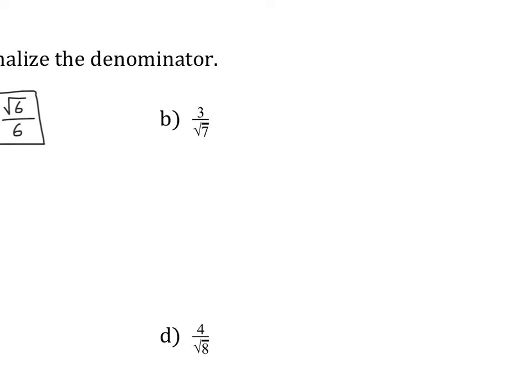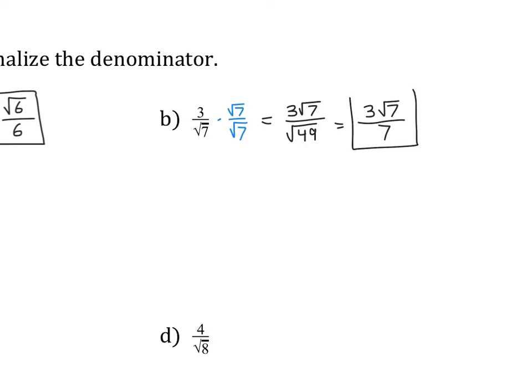Okay, let's try this one. 3 over square root of 7. So we need to multiply the numerator and denominator by square root of 7. So 3 times the square root of 7 is just 3 square root of 7 divided by the square root of 49. And we know that that's a perfect square. Square root of 49 is 7. So this is our final answer.